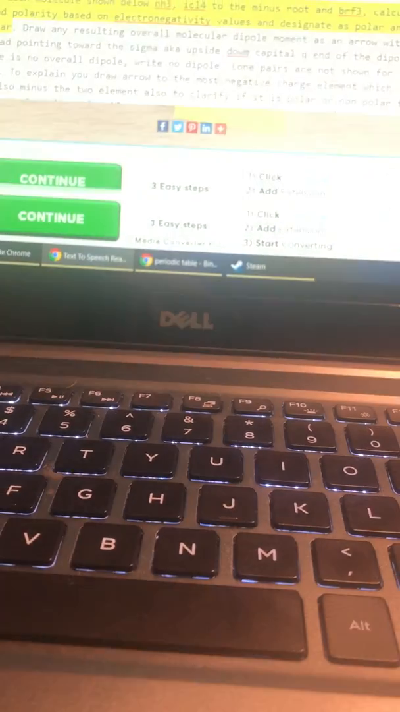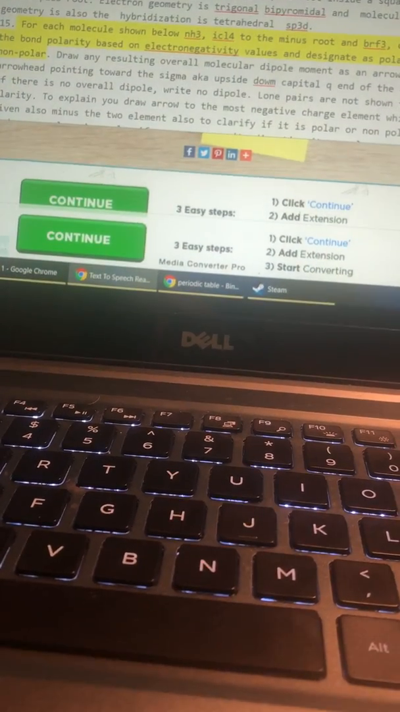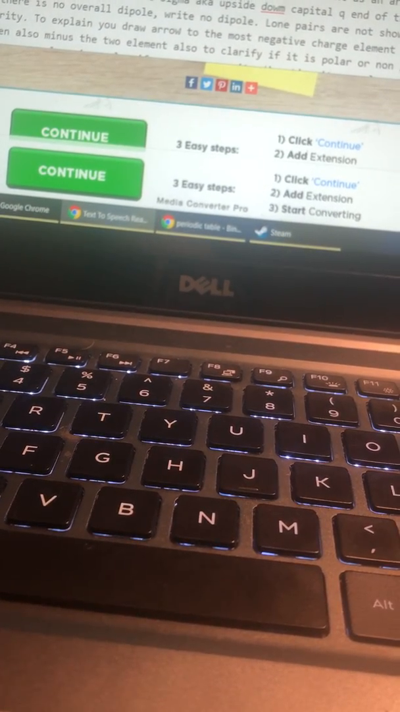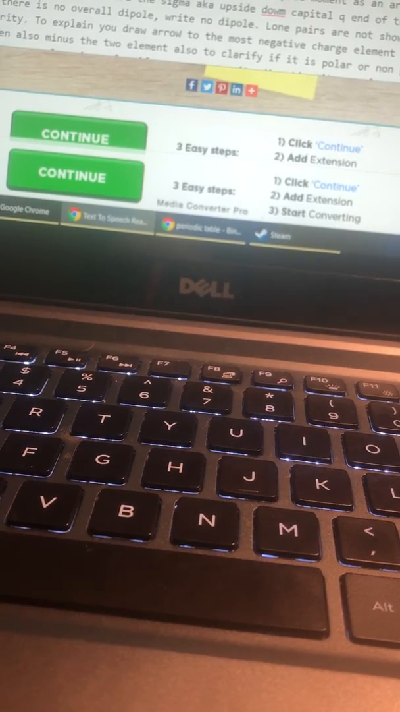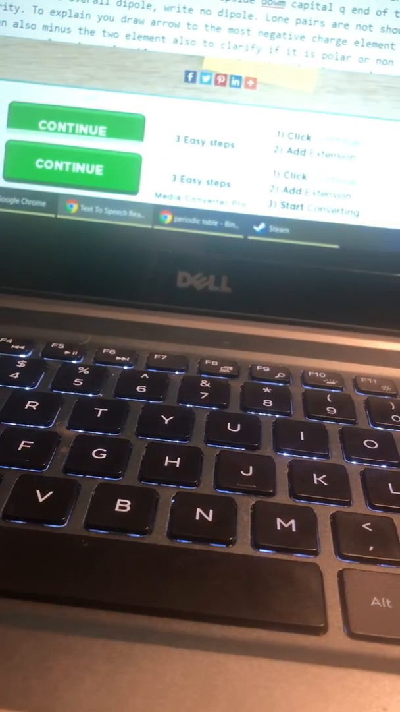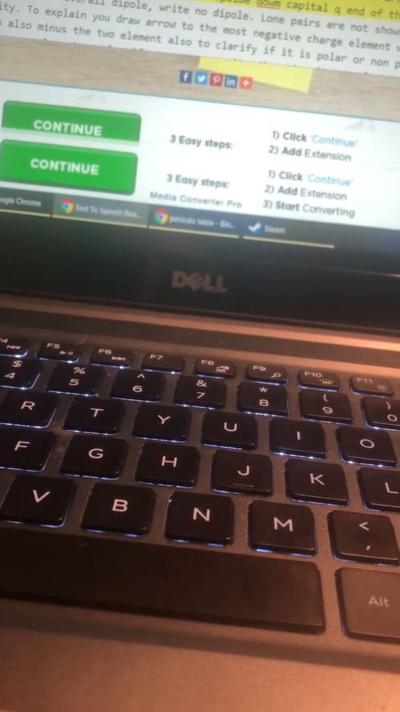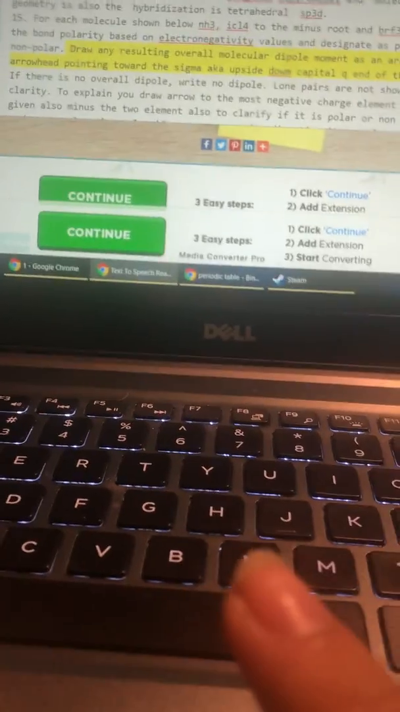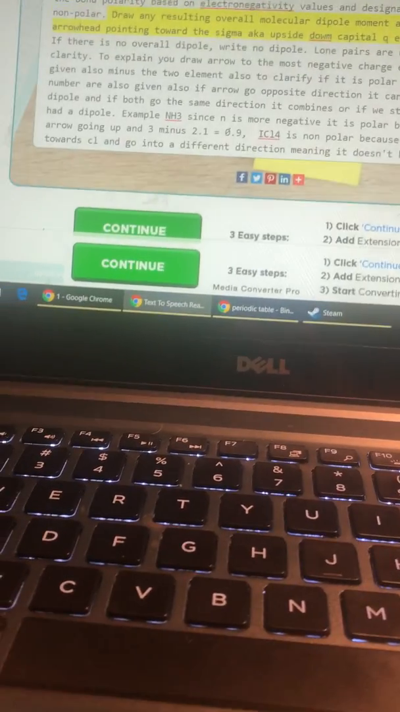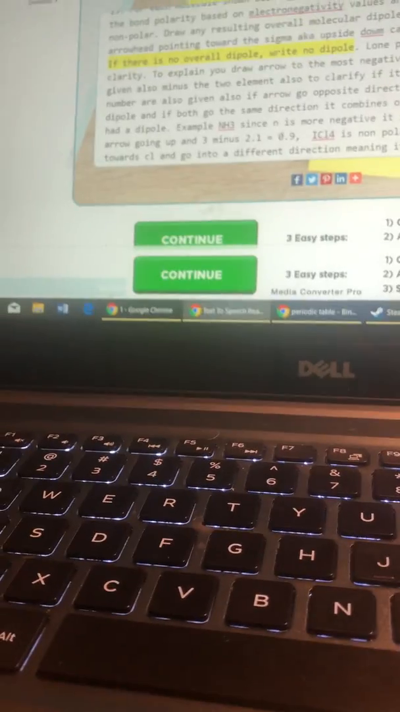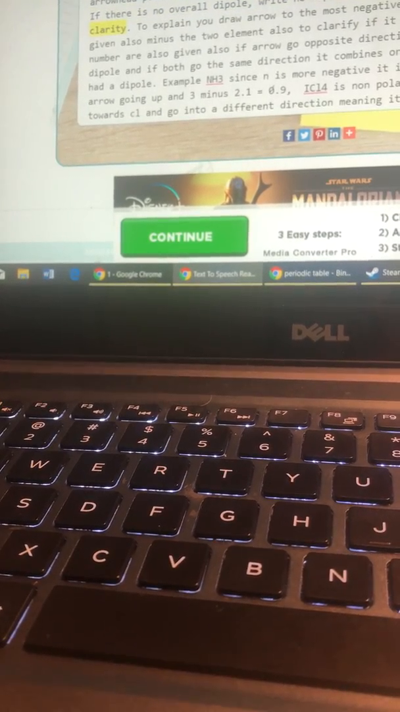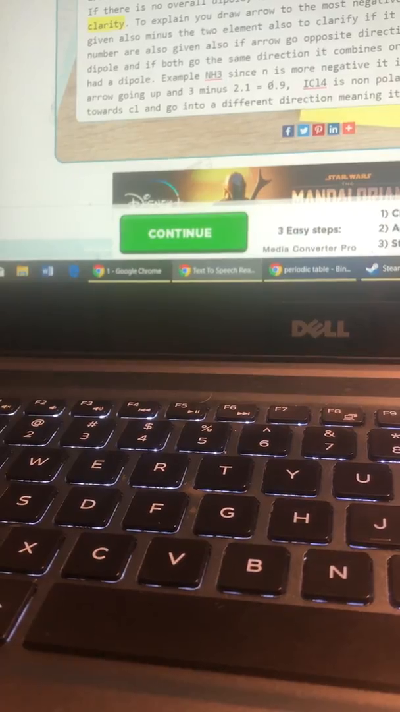15. For each molecule shown below, NH3, ICl4 with a negative charge, and BrF3, calculate the bond polarity based on electronegativity values and designate as polar or nonpolar. Draw any resulting overall molecular dipole moment as an arrow with the arrowhead pointing toward the negative end of the dipole. If there is no overall dipole, write no dipole. Lone pairs are not shown for clarity.